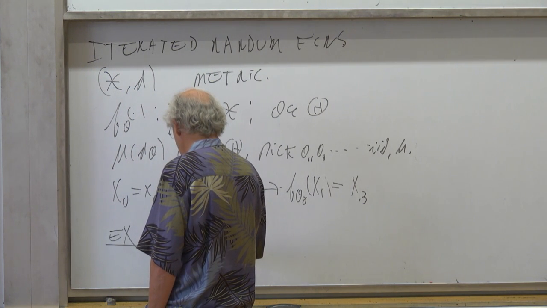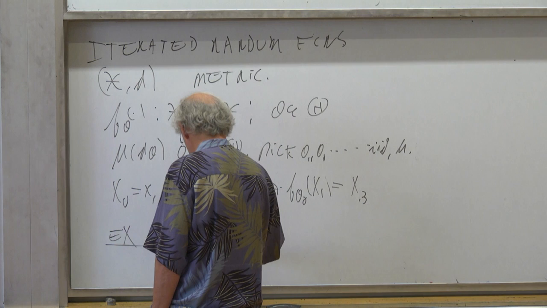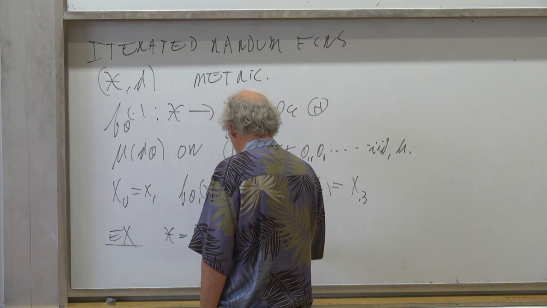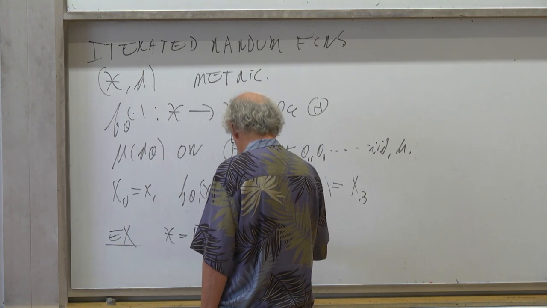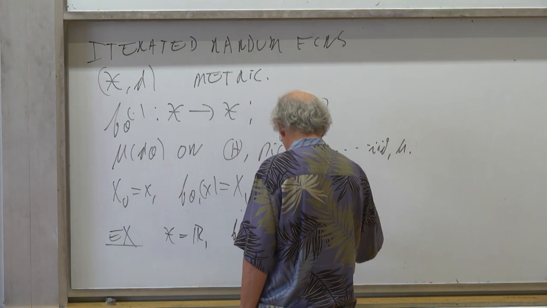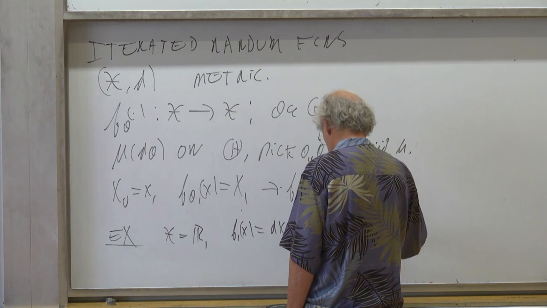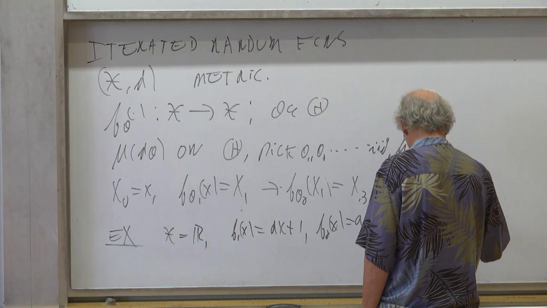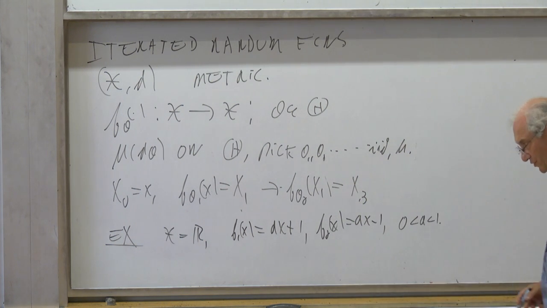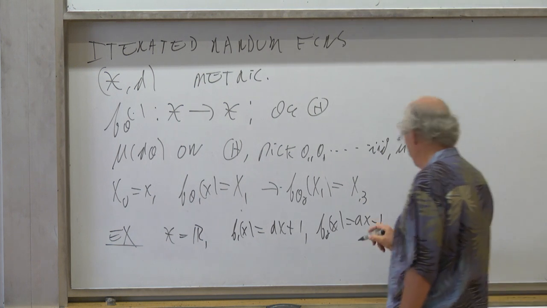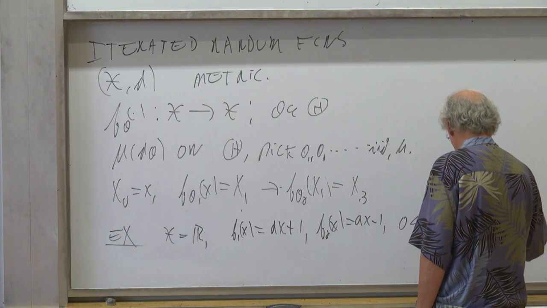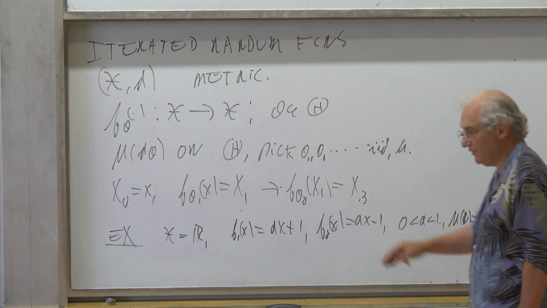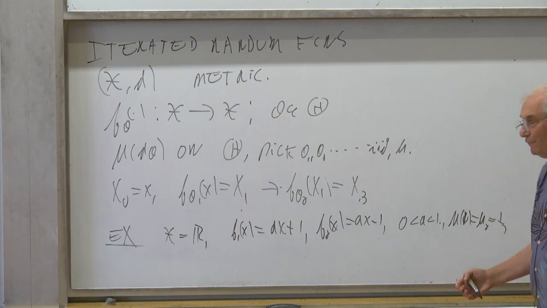Suppose I have X equal to R. And I just have two functions, f1 of x is equal to ax plus 1, and f2 of x is equal to ax minus 1, where 0 less than a less than 1 is fixed. Okay, so I just have two functions, and I take mu of 1 equals mu of 2 equals a half. So I pick one of these two functions. So this is Bernoulli convolutions.